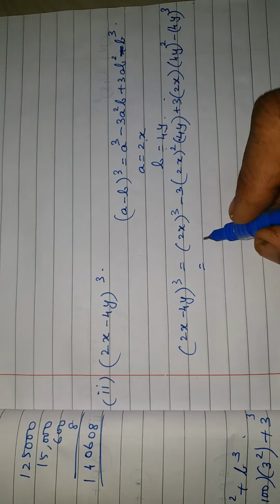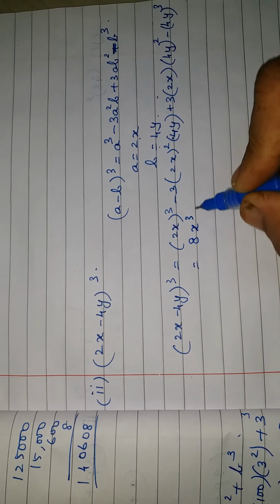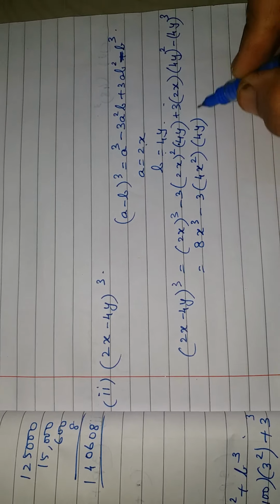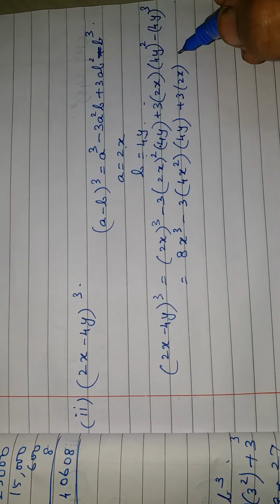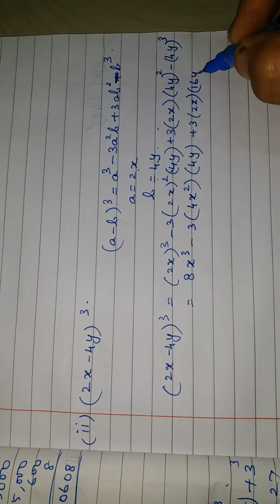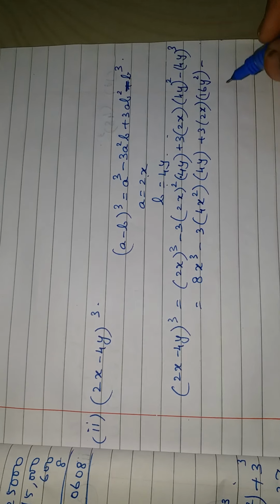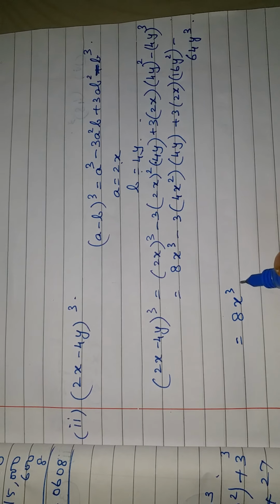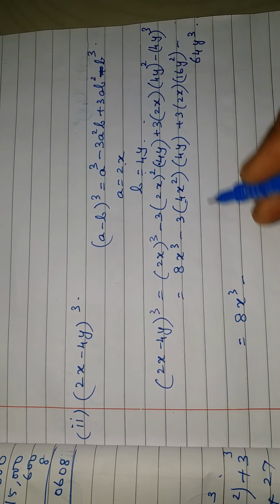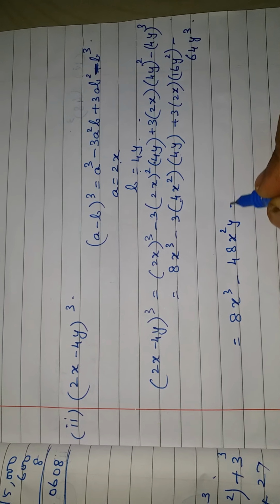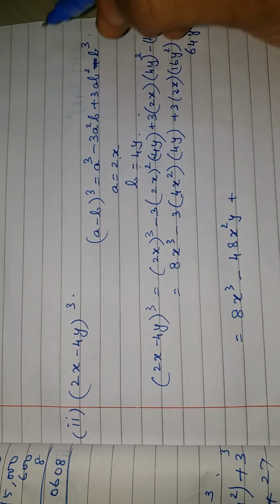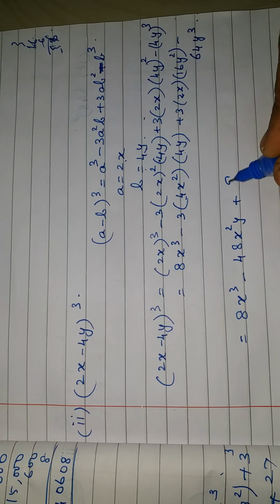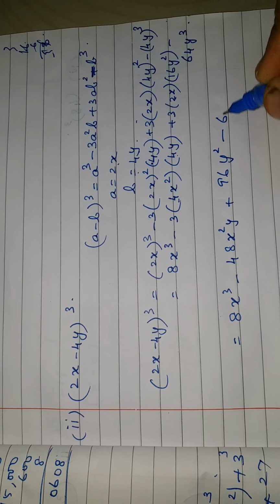So it is equal to 2 cube is 8, 8x cube, minus 3 into (2x) the whole square, which is 4x square, into 4y, plus 3 into 2x into, first expand and then you can multiply, 4 4s are 16y square, minus 4 cube is 64y cube. So it is equal to 8x cube minus 3 4s are 12, 12 4s are 48x square y plus 2 3s are 6, 16 into 6 is 96, so 96xy square minus 64y cube.